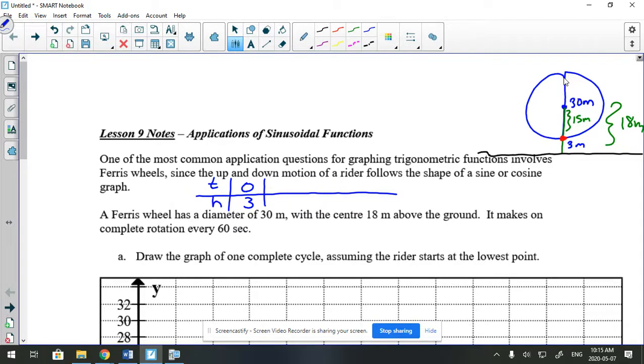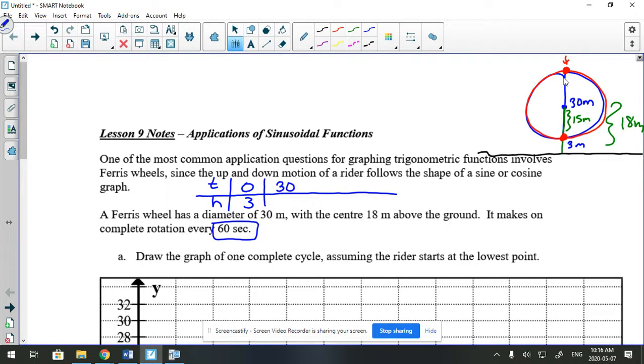Okay, then the next bit of information, it tells me it does a complete rotation every 60 seconds. So that means my person gets on here at time 0, and after a full 60 seconds, they complete a full rotation and get back here. So I know after 60 seconds, they're going to be back at 3. We can do a little bit more information. Halfway is here. So I know at 30 seconds, they're actually going to be at the highest point, halfway between the full revolution.